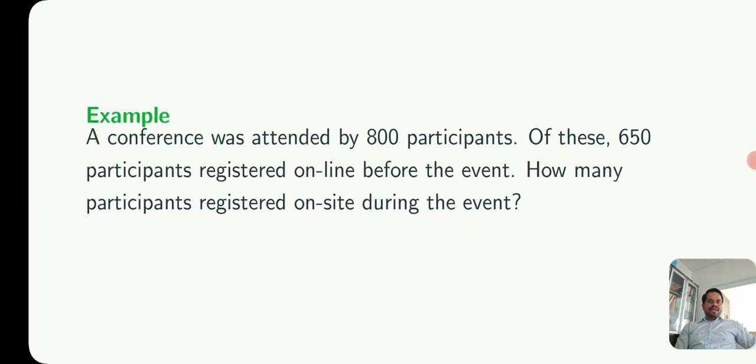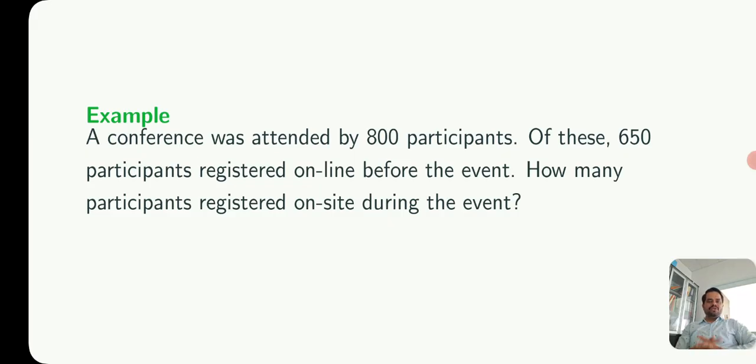A conference was attended by 800 participants. Of these, 650 participants registered online before the event. So the question is, how many participants registered on site?